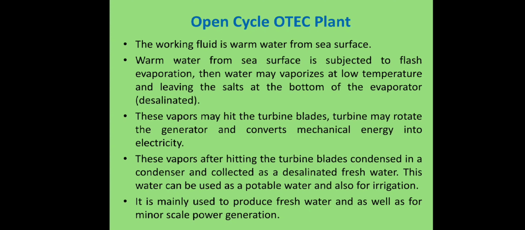Open cycle: the working fluid is water from the sea surface. Warm water from the sea surface is subjected to flash evaporation. Then the water vaporizes at low temperature and leaves the salt at the bottom of the evaporator. These vapors hit the turbine's blades, and the turbine rotates and generates electricity. After hitting the turbine blades, the vapors are condensed in a condenser and collected as desalinated fresh water. This water can be used as potable water and also for irrigation. It is mainly used to produce fresh water as well as for small scale power generation.